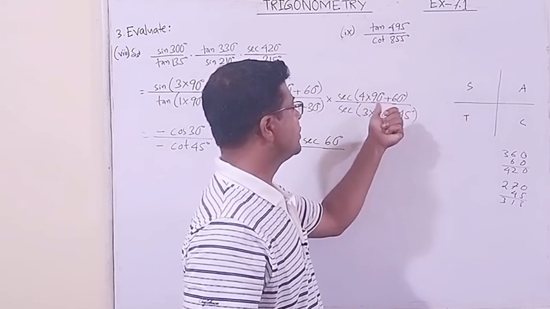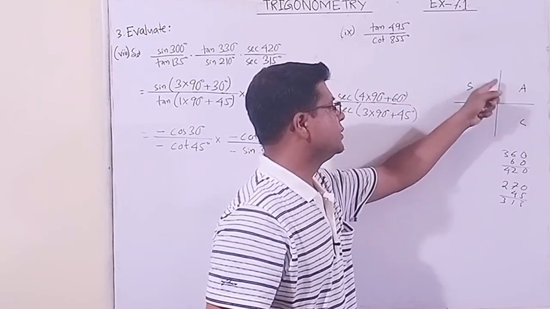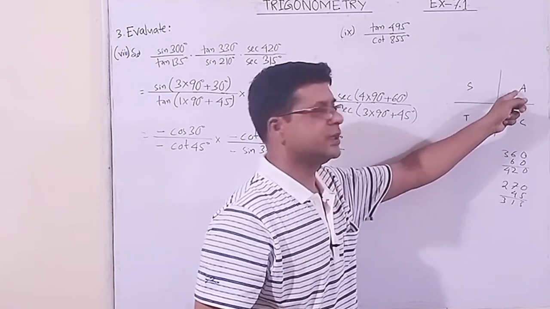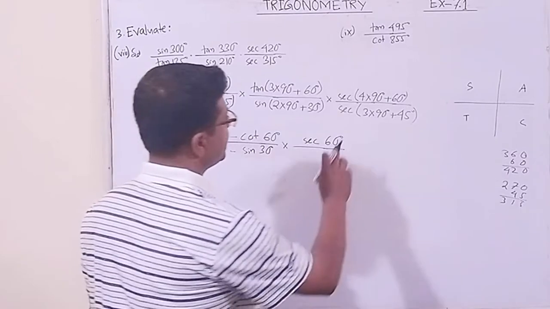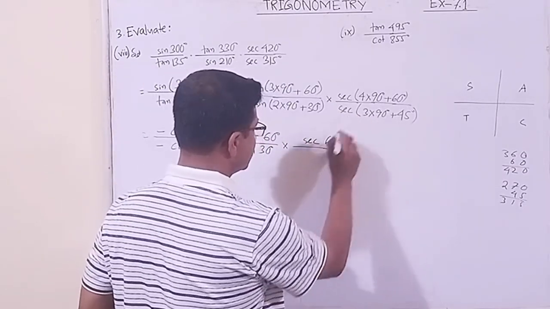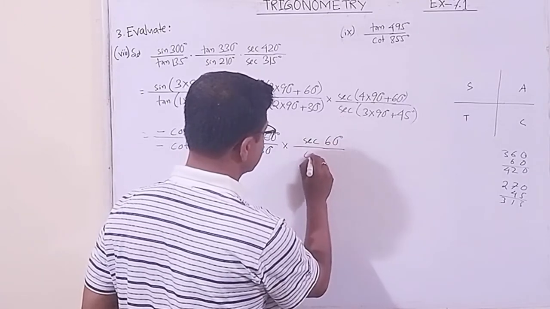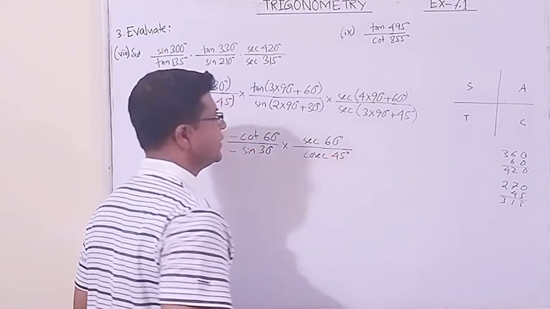How? This is in which quadrant? We can see 4 plus 1, 5. Fifth quadrant. 1 2 3 4 5. That is in the first quadrant. First quadrant all are positive, so this is also positive. Now this is odd multiple of 90 degree, so sec is converted to cosec. Cosec of 45 degree.